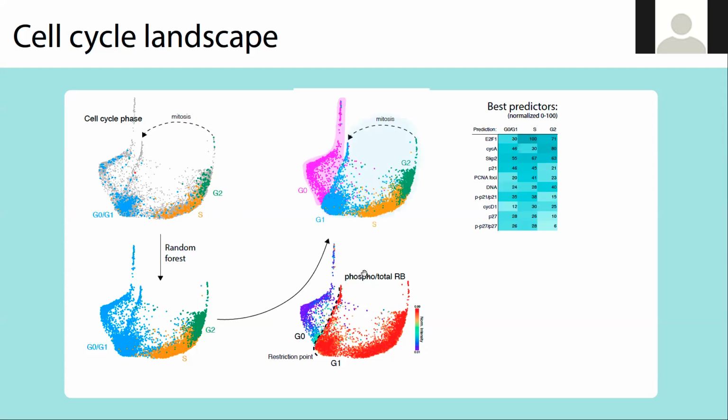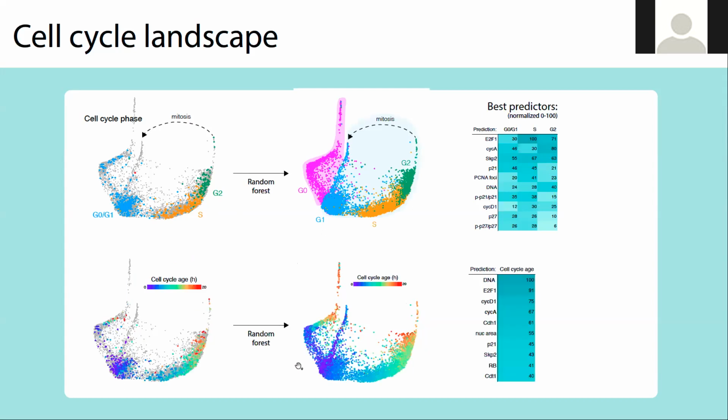We also use a random forest model to predict cell cycle age. And we see here clearly that the cell cycle age increases as cells progress through G1, S, and G2, but also along this arm of G0 arrested cells. Now, altogether, we have a pretty clear idea of how to interpret our cell cycle landscape, which seems to be made up of two trajectories.